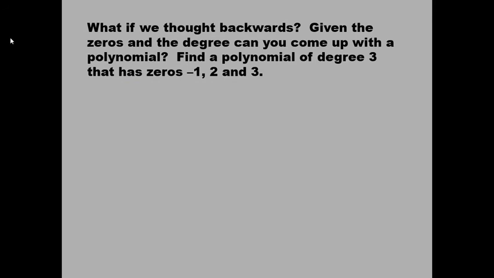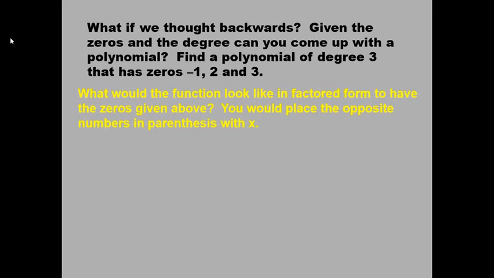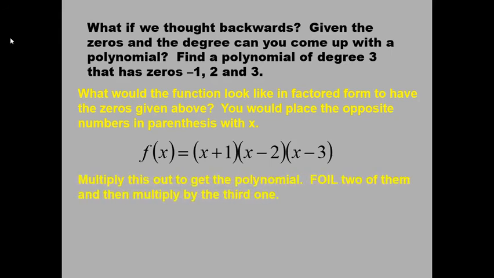Given zeros and the degree, can you come up with a polynomial? Find a polynomial of degree 3 that has the zeros −1, 2, and 3. What would the function look like in factored form to have the zeros given above? You would place the opposite numbers in parentheses with x. So that way they would look like this: (x + 1)(x − 2)(x − 3).